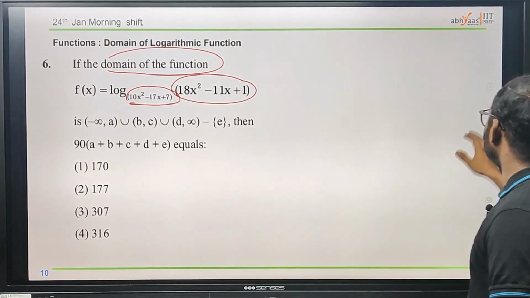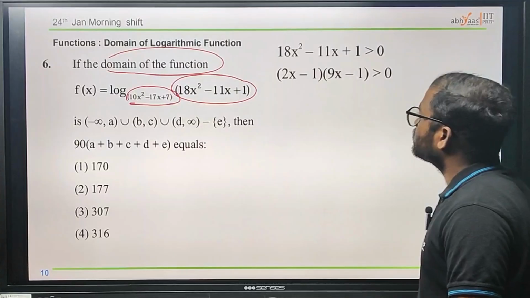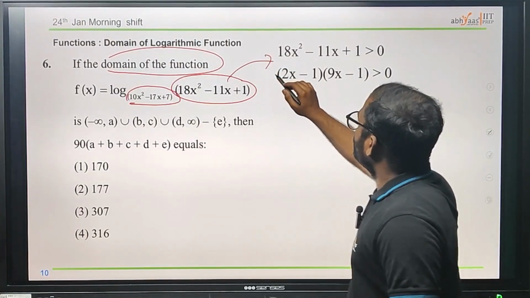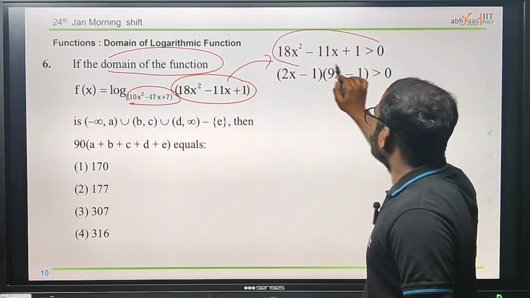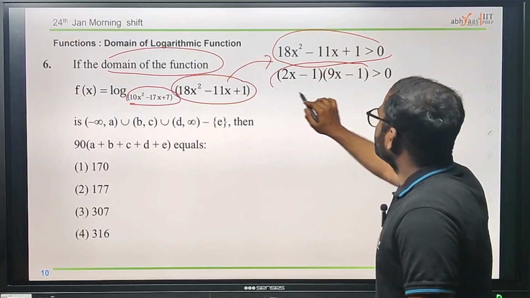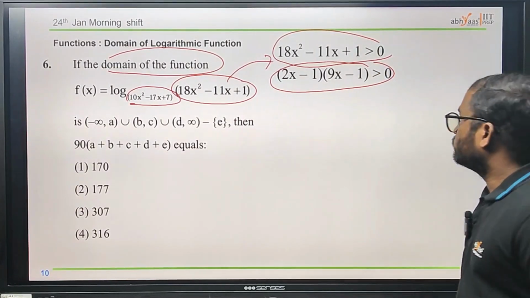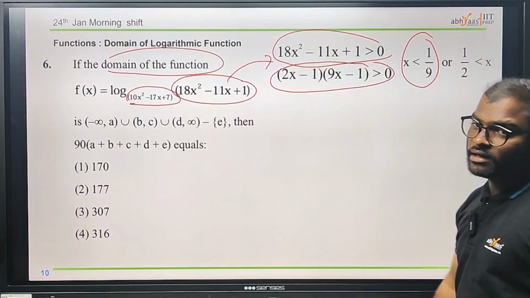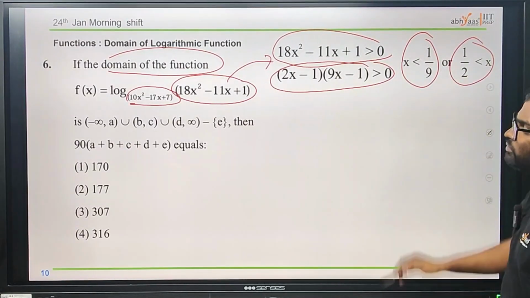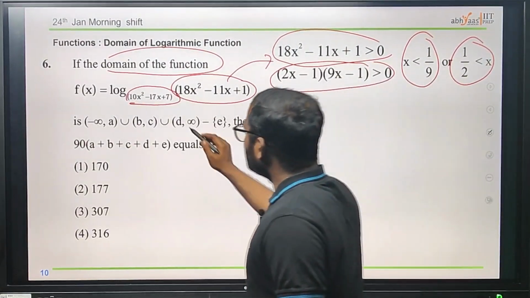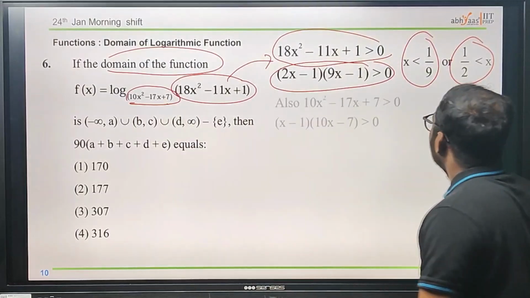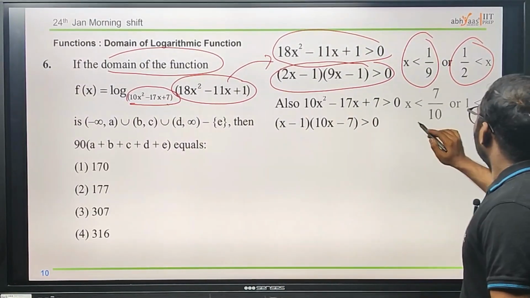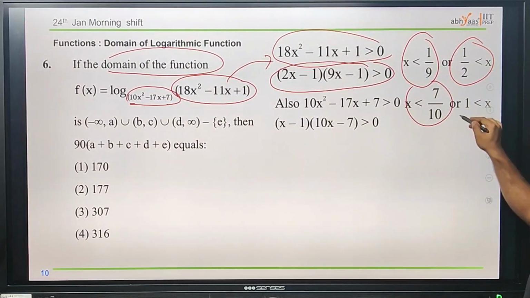We have to check the domain of this function. Step by step we can check. If you see here, we have to do a quadratic situation here. We have to make the factors of it. Okay, we got 2x minus 1, 9x minus 1. If you observe that, we get x less than minus 1 by 9 and x greater than 1 by 2. Similarly for this as well, we will get a domain as x less than 7 by 10 and x greater than 1.